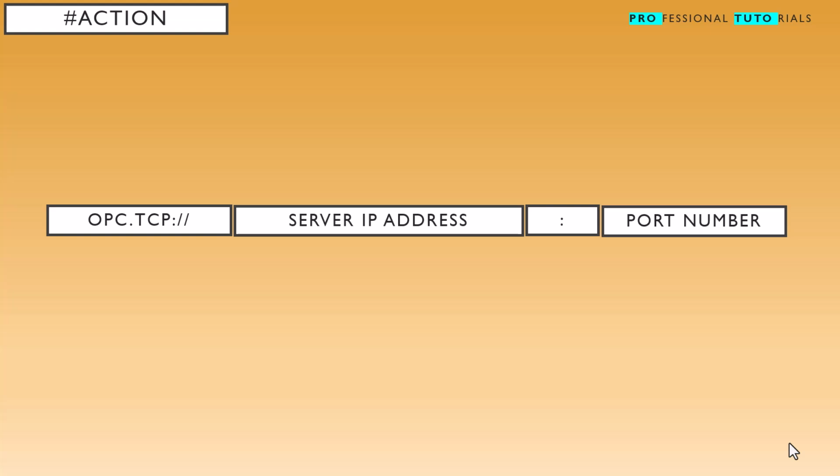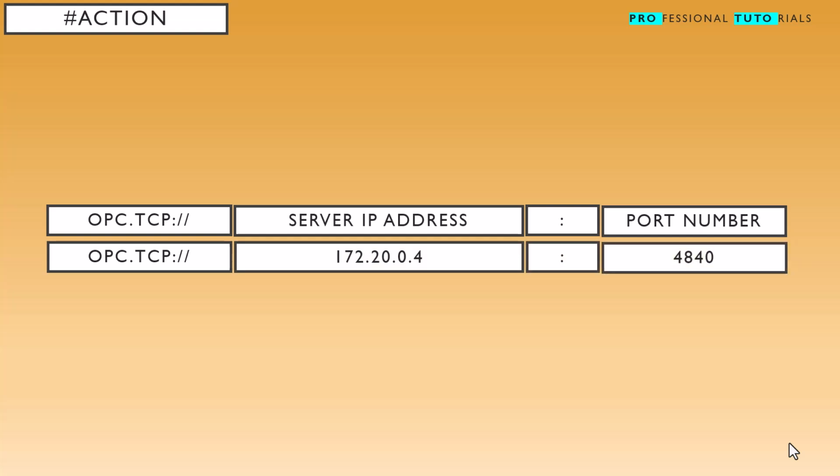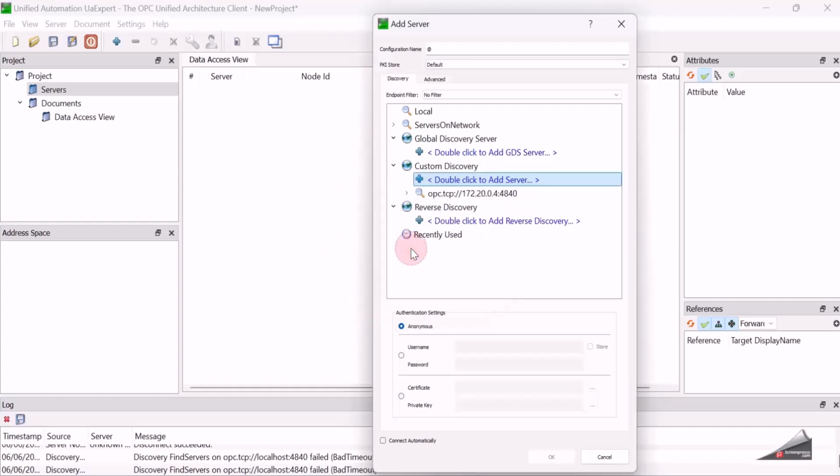In our case, the endpoint URL will be opc.tcp://172.20.0.4:4840. The 4840 is the default OPC UA port number. You can change it through the properties of the module in Control Expert.